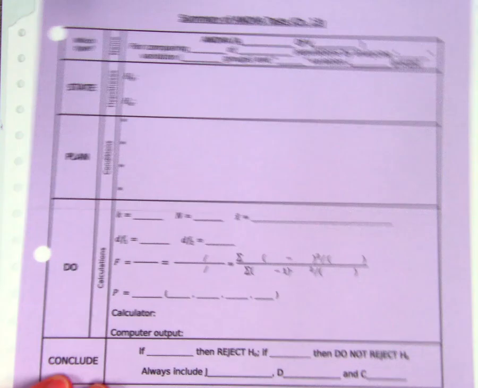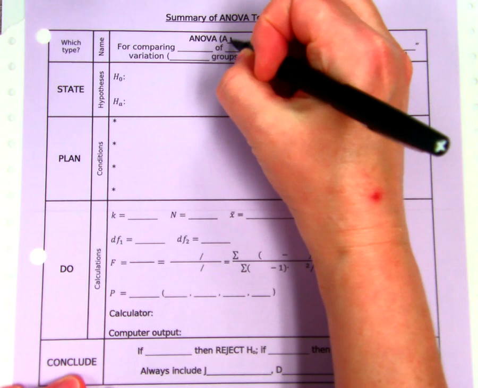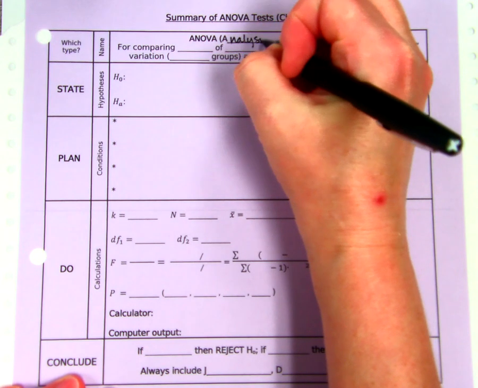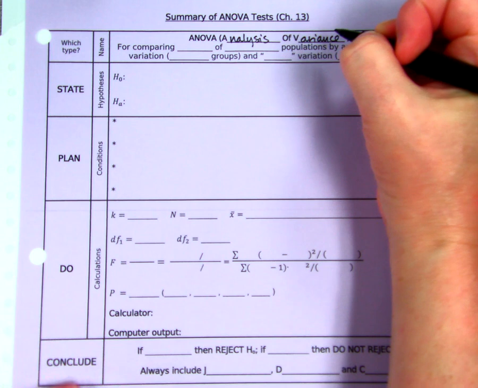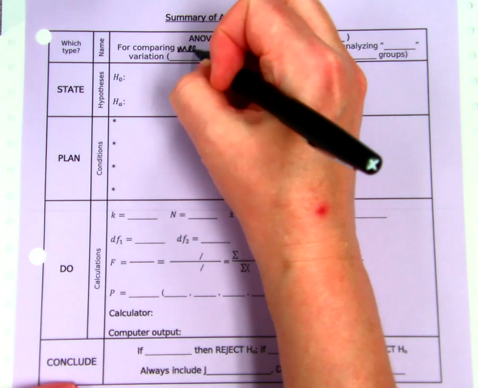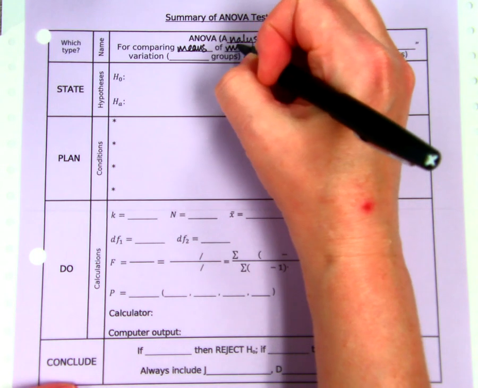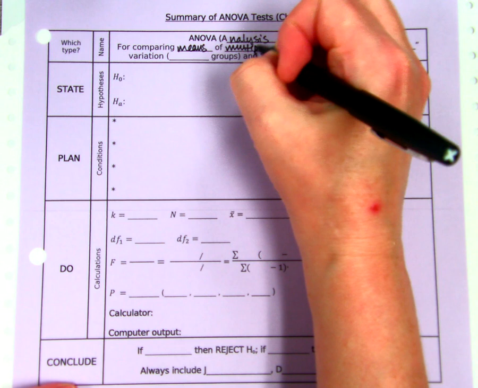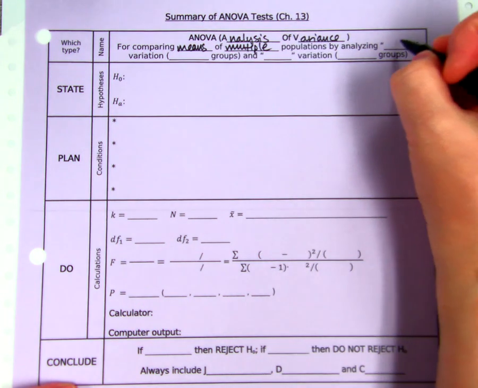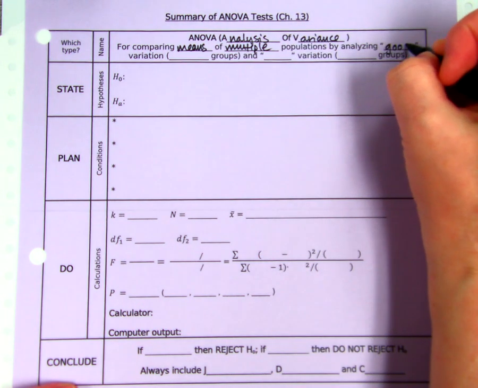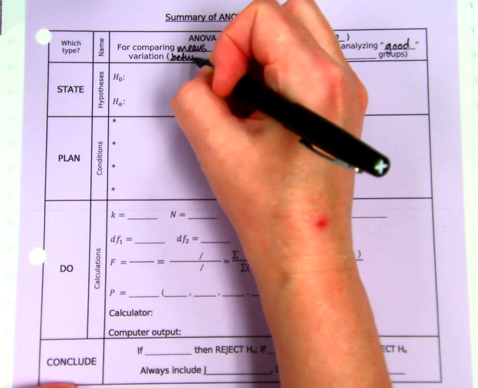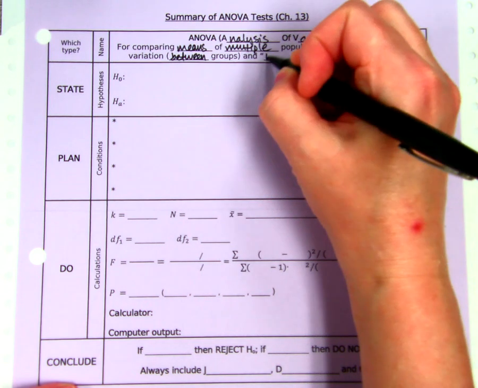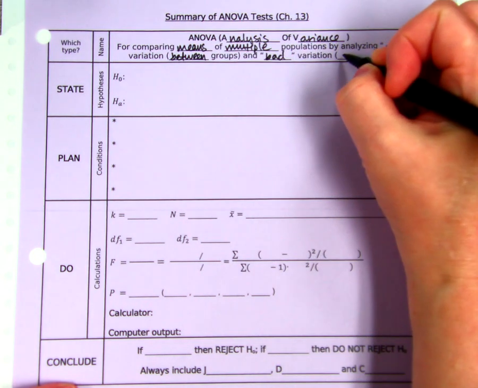So ANOVA stands for Analysis of Variance. I hope you knew that before I said it. And it is for comparing means of multiple populations by analyzing the good variation, which is between groups, and bad variation, which is within groups.